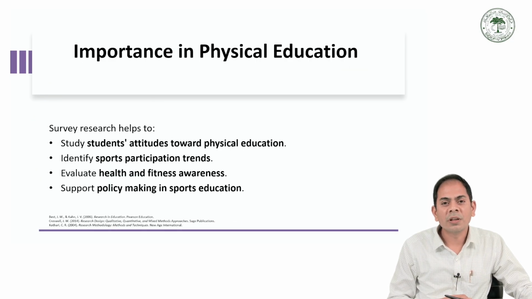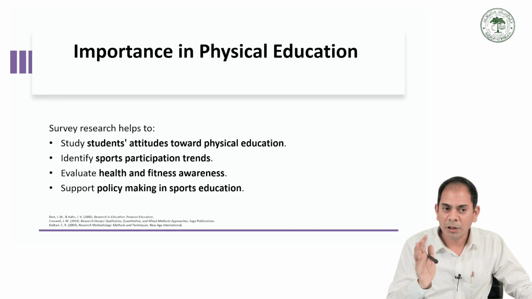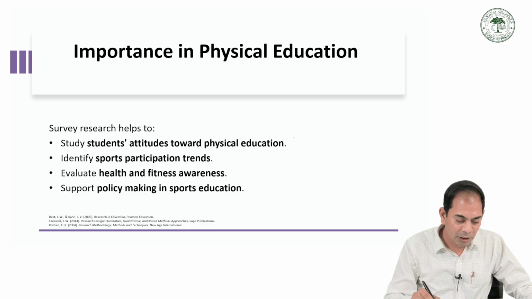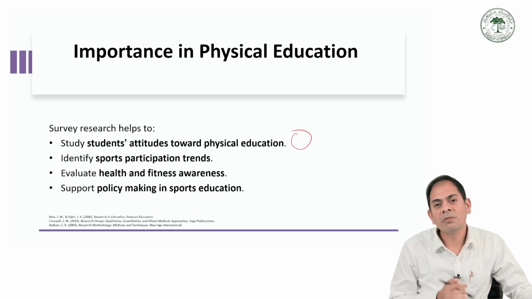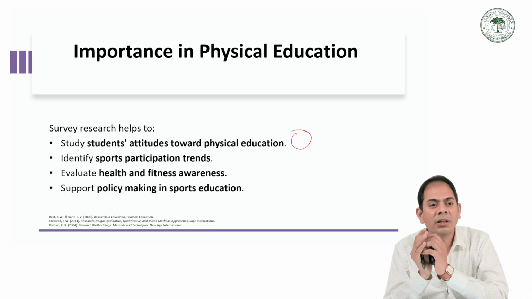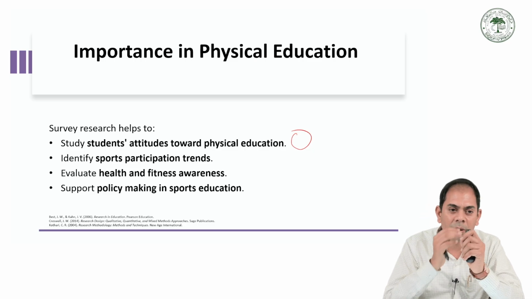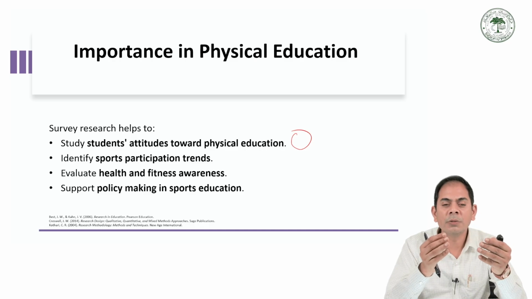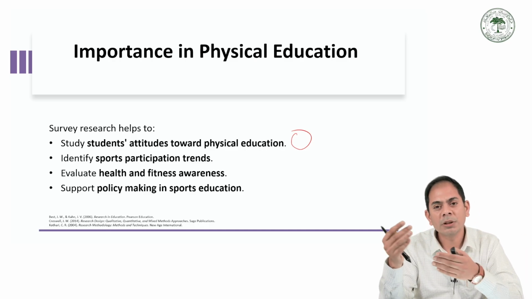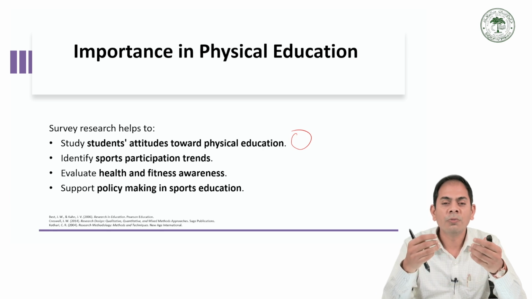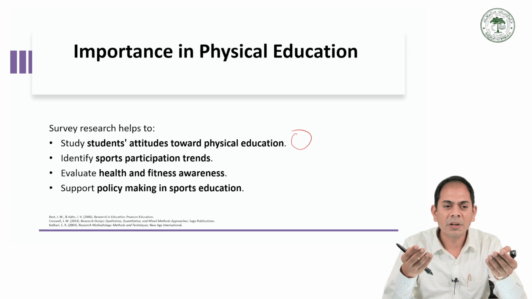Now, the main importance of survey research in physical education and sports sciences. The first important thing is that with the help of survey research we can find student attitudes toward physical education. What type of attitude do students have toward physical education? We go for survey research. We can also identify sport participation trends, especially in India. Which trend is there in participation in sports? If you want to find the answers to these questions, then we go for survey research.